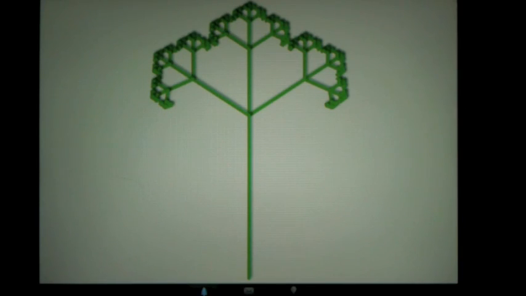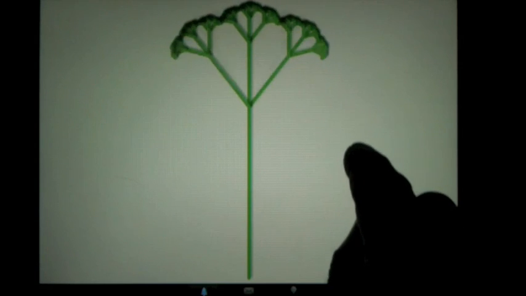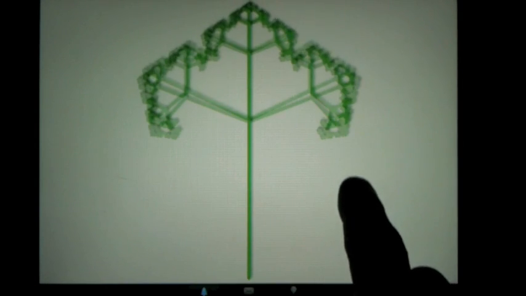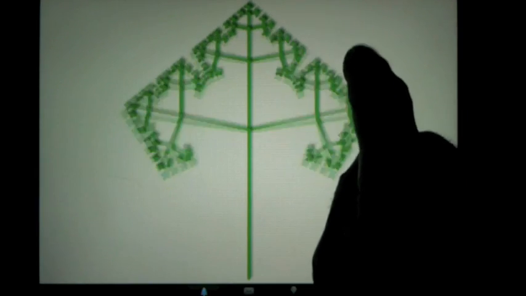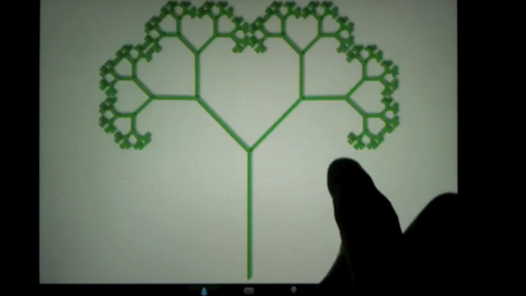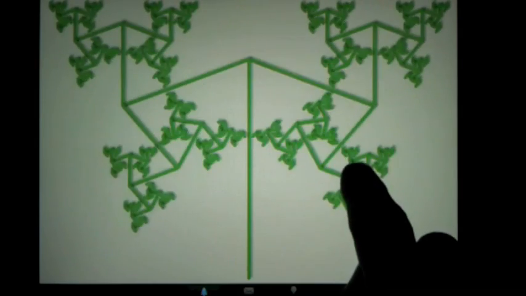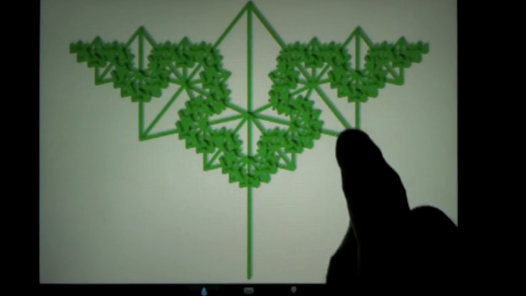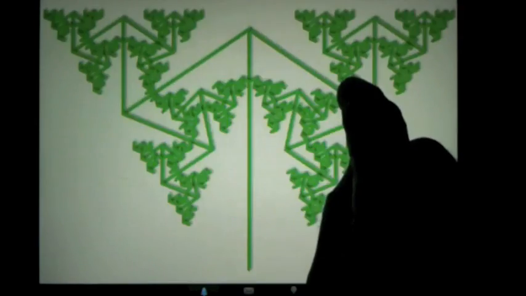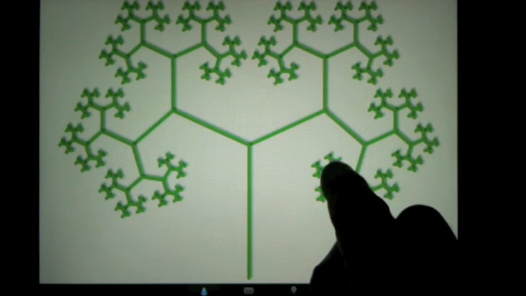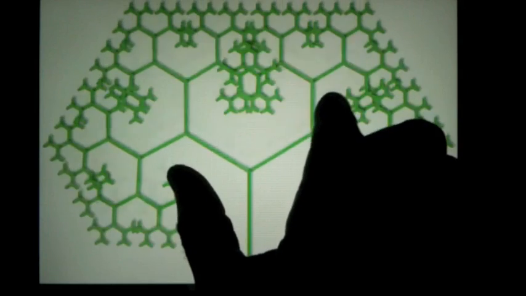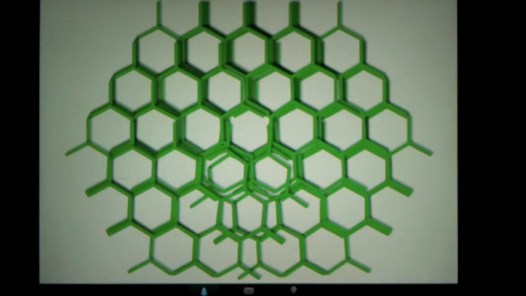Geom-e-twee, the kids' version of Geom-e-Tree, responds to these same gestures. Let's just change the angle. Change the number of branches. Angle. And we can change the reduction factor, common ratio.